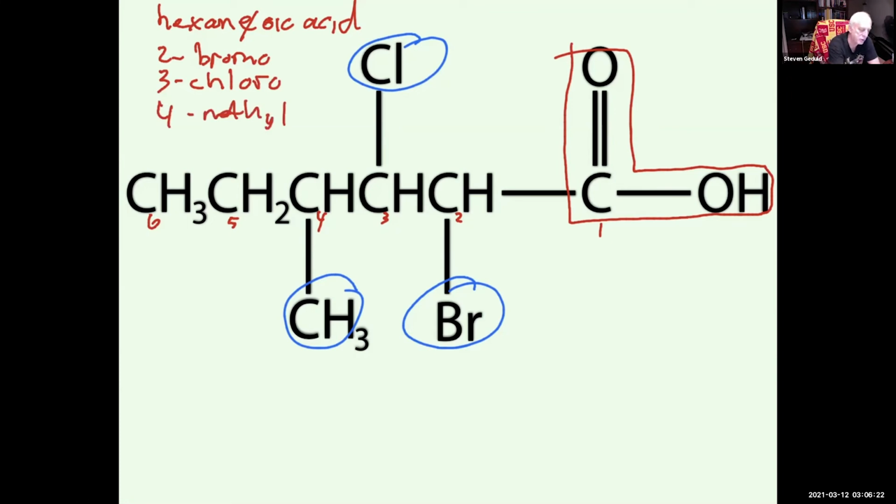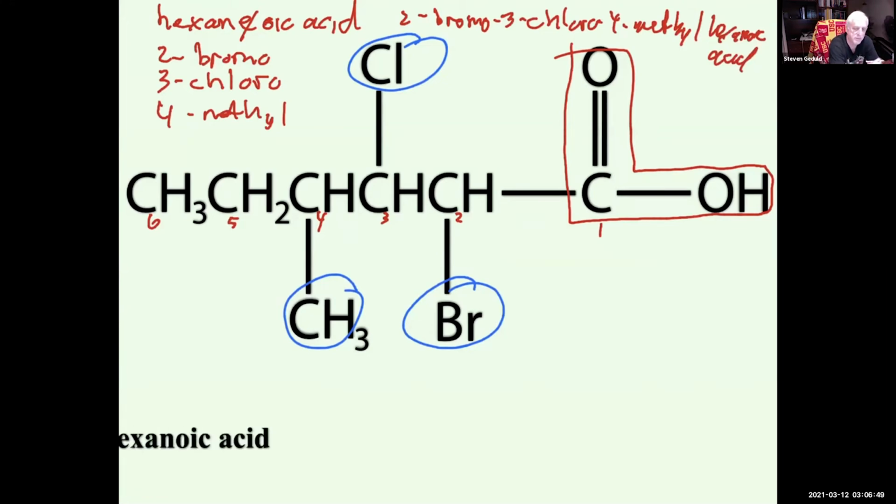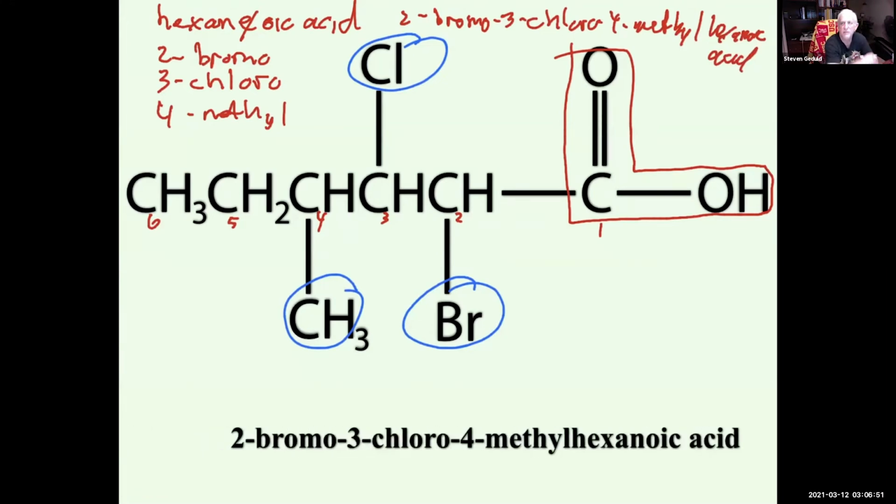And we put those in alphabetical order, right? So we have 2-bromo, 3-chloro, 4-methyl, hexanoic acid. Putting them together. So 2-bromo-3-chloro-4-methylhexanoic acid. Okay. And that's what we have.